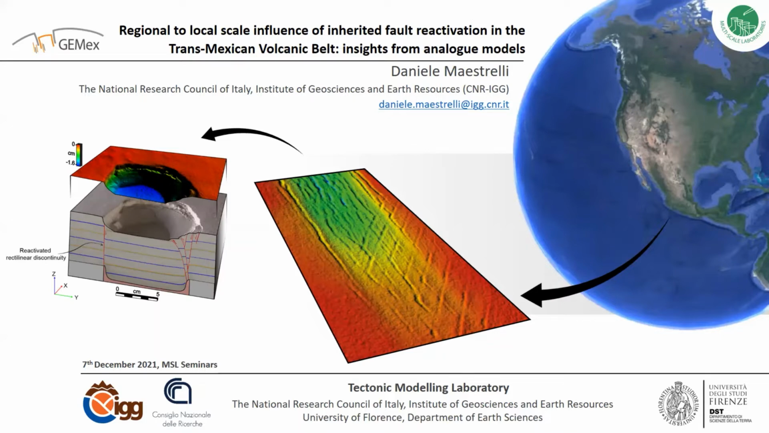So we, as analog modelers, were asked to run models to test hypotheses and to produce insights into the structural setting, both at the regional and at the local scale, to contribute to the building of the geological model.